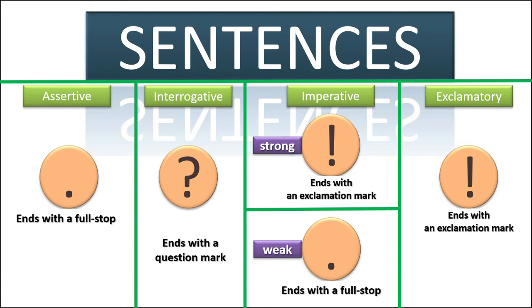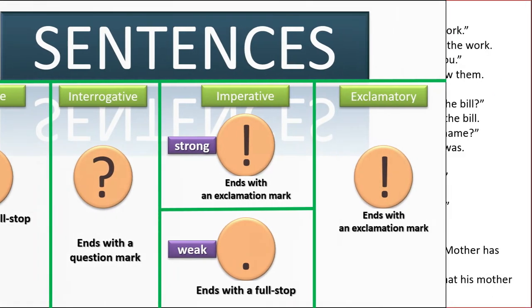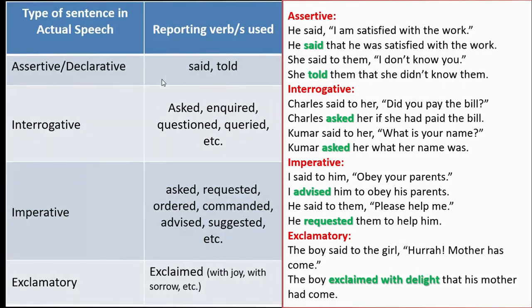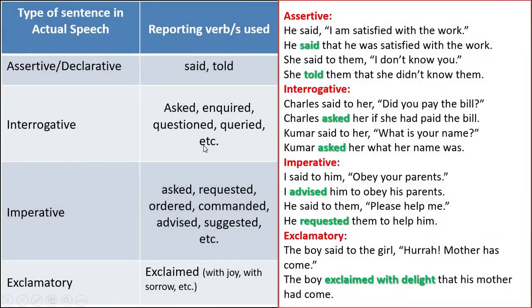Now that we have understood the different types of sentences, let us see how reporting verbs change based on the type of sentence you have in actual speech. I have listed all four types of sentences here: assertive or declarative, interrogative, imperative, exclamatory sentence. Now to understand this, let's see how said changes to told, sometimes remains unchanged. Let's learn them with examples.